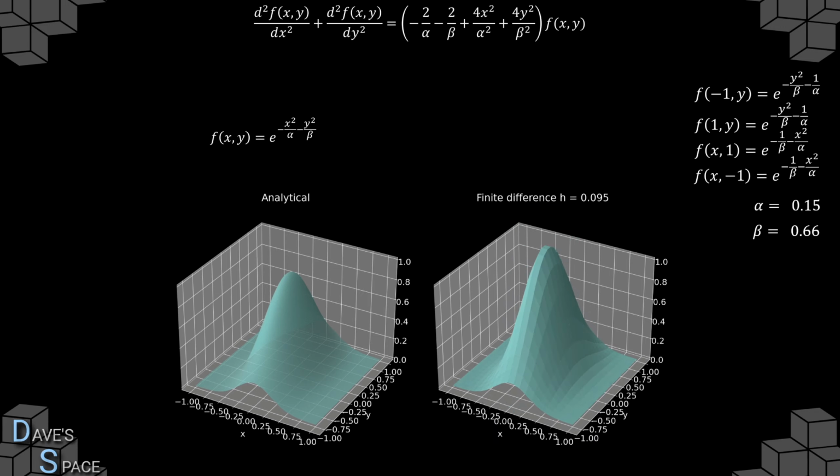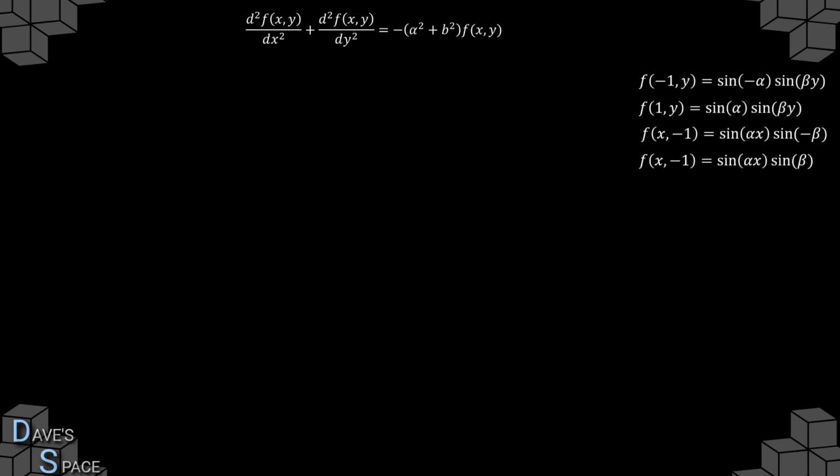So let's do another example. Let's try and solve this equation instead, with the boundary conditions given by this. And let's set alpha equals 1.5 times pi and beta equals 2.5 times pi. And again, for anyone interested, the analytical solution to this is the multiplication between sine alpha x and sine beta y.